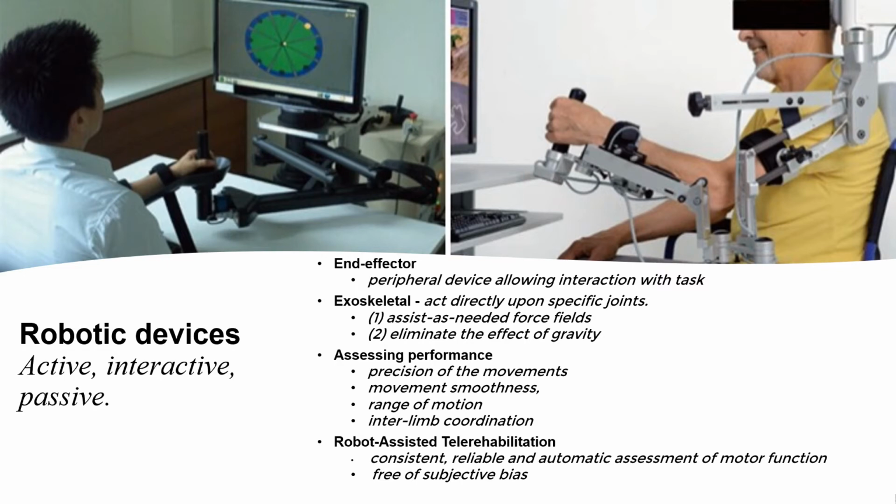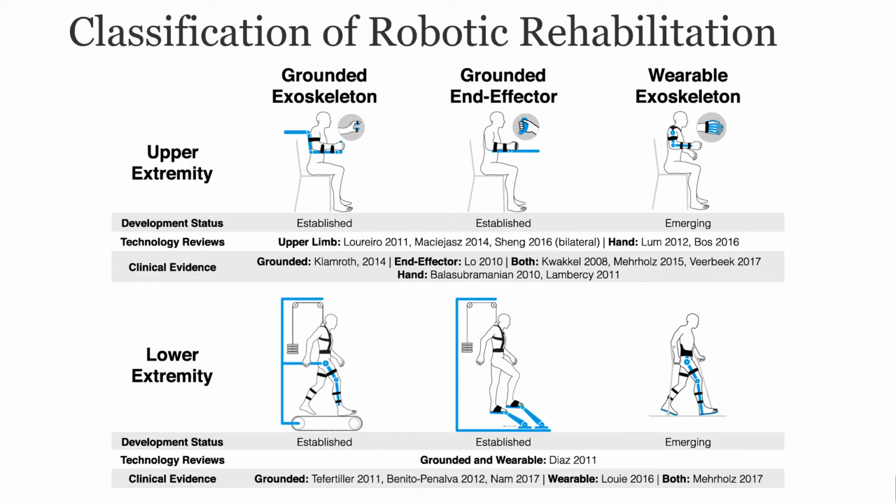The fourth type of robotic device is robot-assisted telerehabilitation. We'll come to this in a little more detail later. This is a consistent, reliable, and automatic assessment of motor function, free of subjective bias of the therapist. And this is moving forwards for community-based rehabilitation with the use of remote devices. It can become, and will become, a useful platform for rehabilitation in the community.